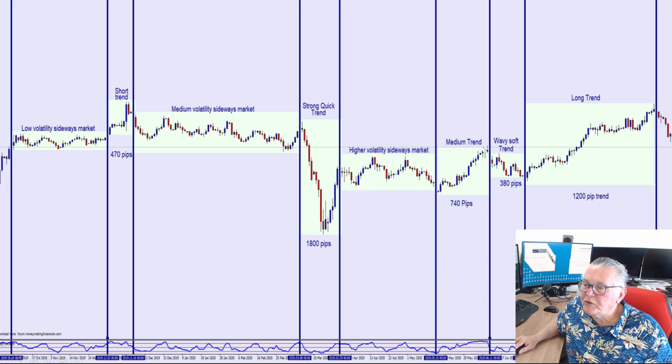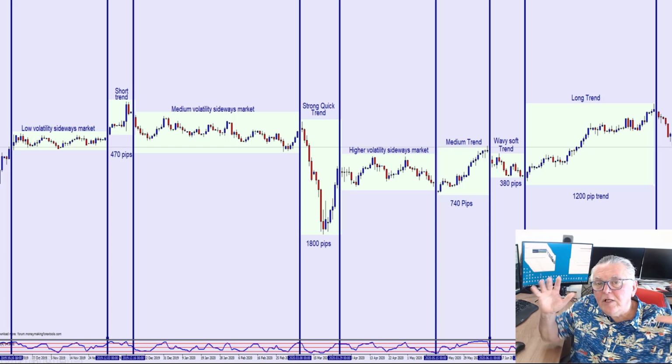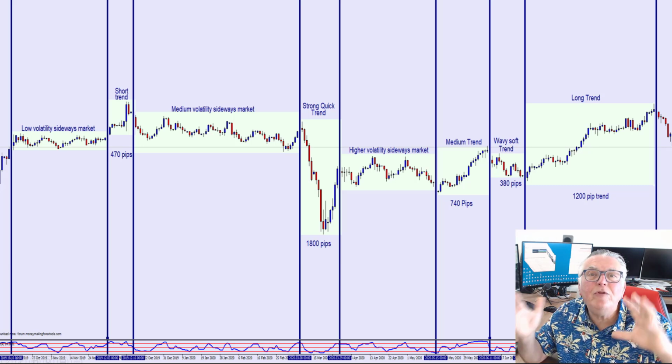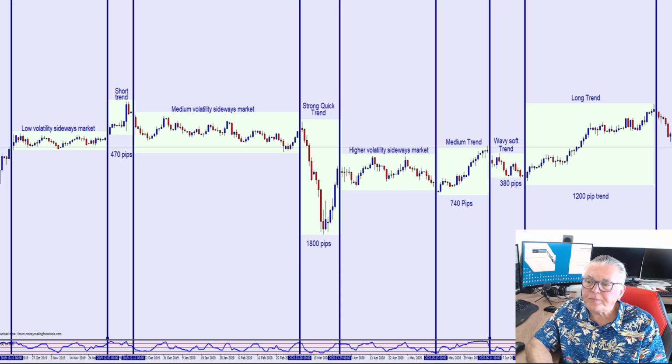Then we have a medium trend. That was a short trend. There's a medium one. Then we have a wavy soft trend going downwards. And then we have a long trend. This is a 1,200 pips long trend. So the pound went through various phases.